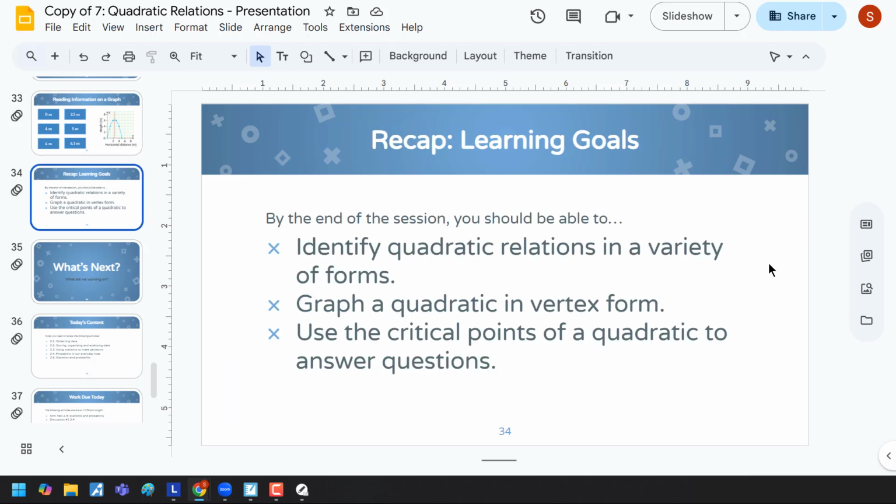And so recap learning goals: identify quadratic relations in a variety of forms, graph a quadratic in vertex form, and use critical points of a quadratic to answer questions. Critical points meaning like the vertex points, the y-intercept or the x-intercepts.